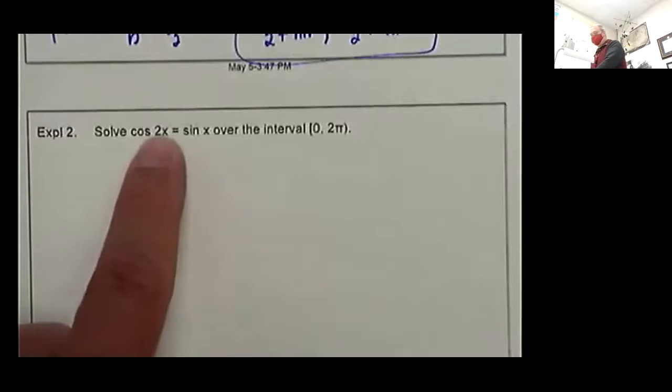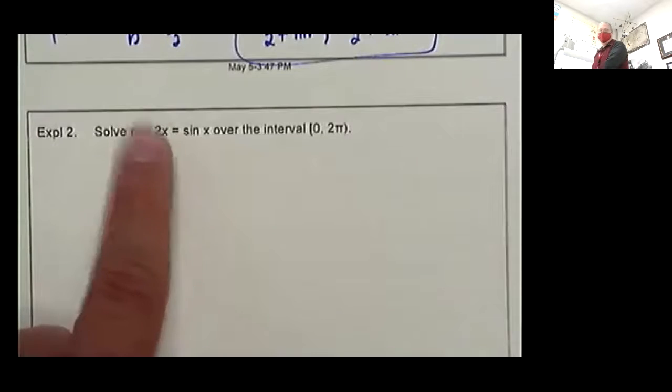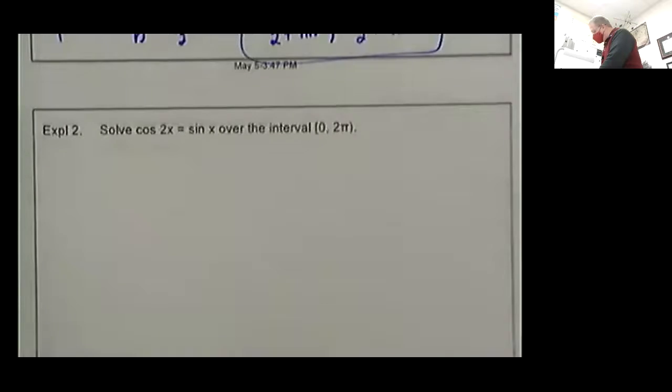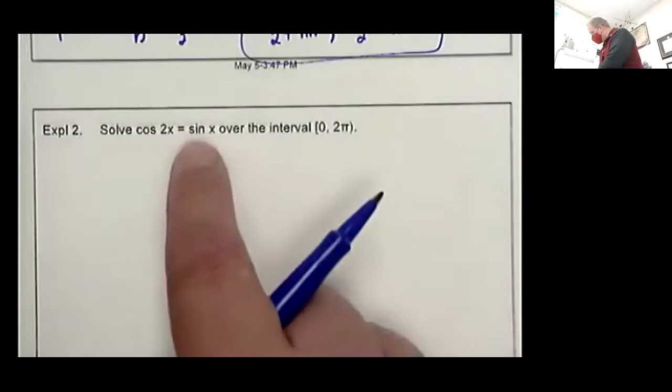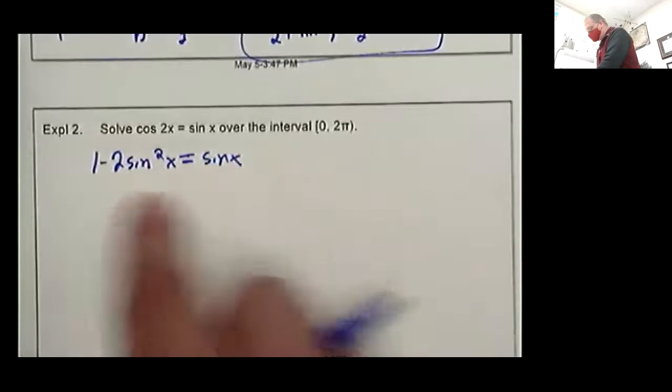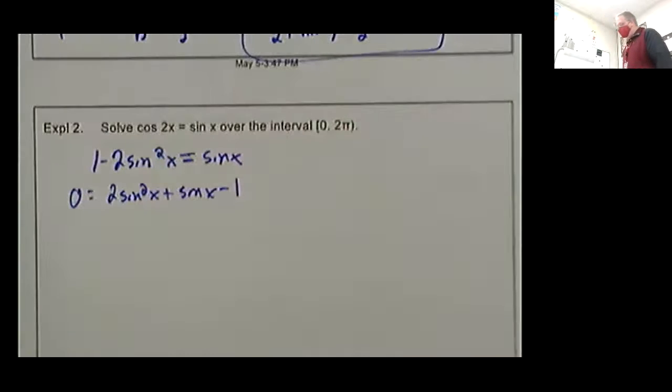Remember, you can't just divide both sides by 2 because this is in the argument. So we're going to replace this with our double angle cosine identity that has a sine in it. That's going to be 1 minus 2 sine squared x is equal to sine of x. From there, we can set it equal to 0. So we're going to add the 2 sine squared x over and subtract the 1. So 0 is equal to 2 sine squared x plus sine of x minus 1.